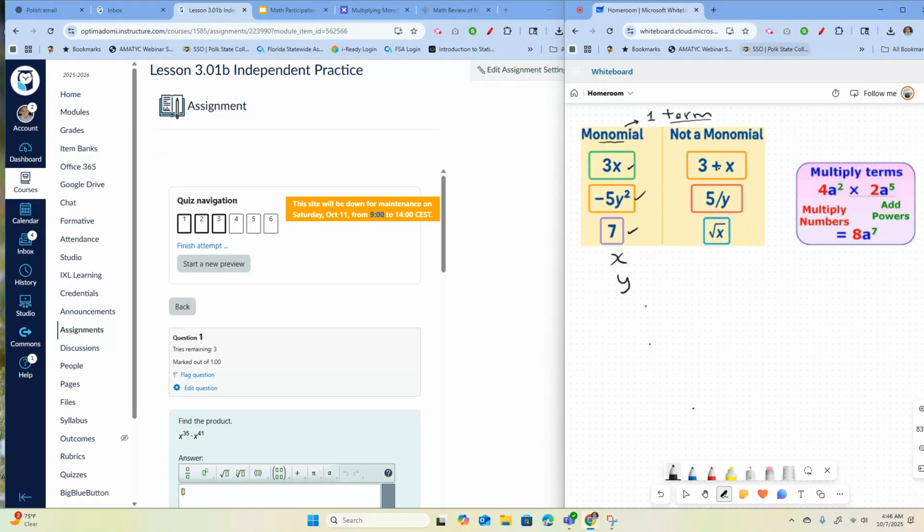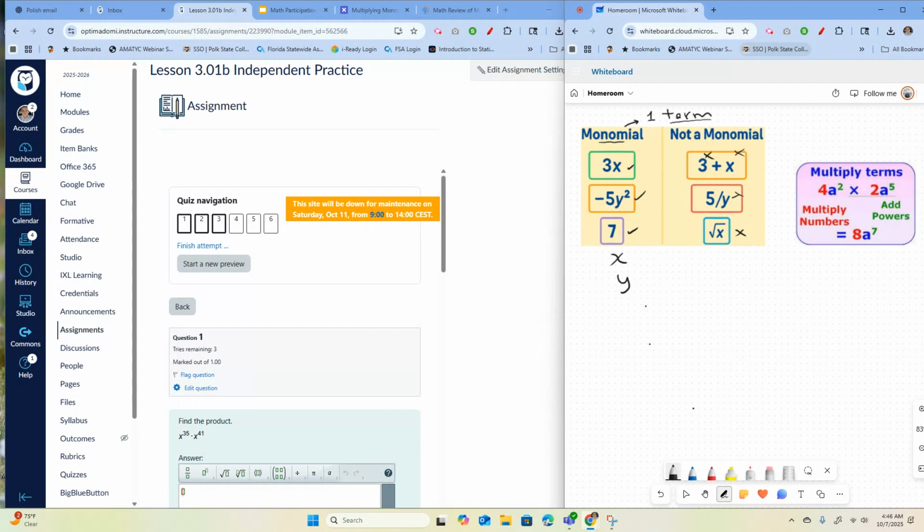Examples that are not monomials: 3 plus x, see there I have two terms, 1 and 2. Fractions are not monomials, so that's why pi over y is not a monomial. And square root of x, when you have square roots, that is not a monomial either. So monomials are one term, and it's always just a number, just a variable, or a multiplication of a number with a variable. And I forgot to mention the exponents of the variables are whole numbers.